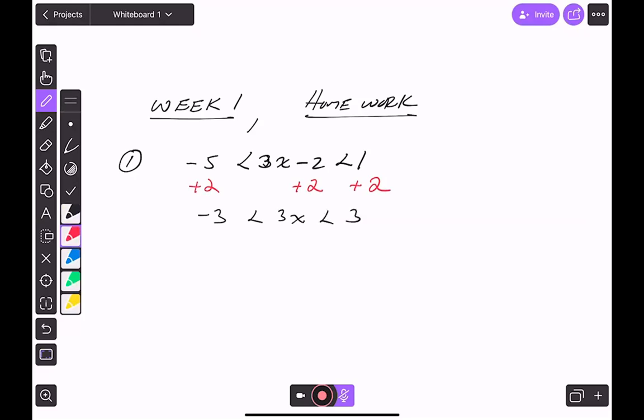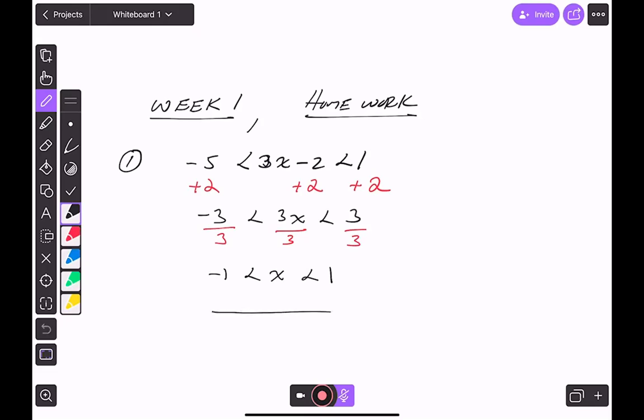The next thing I'm going to do is divide all sides by the number 3. This is the coefficient on the x. My goal is to isolate the variable. What do you get here? Minus 1 less than x, and you get 1 over here. At this point, I'm going to say it's solved. And the reason it's solved is I can read it. What does it say? x is less than 1, and x is greater than minus 1.